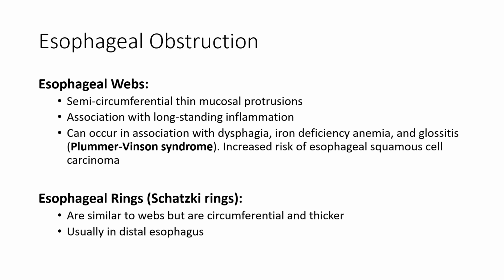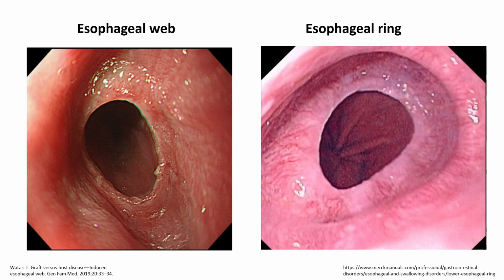Esophageal rings, also known as Schatzki rings, are similar to esophageal webs. However, they are thicker and are circumferential. They usually occur in the distal esophagus. In this slide, we can see an esophageal web on the left and an esophageal ring on the right. The esophageal web consists of semicircumferential mucosal tissue that protrudes into the lumen, whereas the esophageal ring is circumferential.